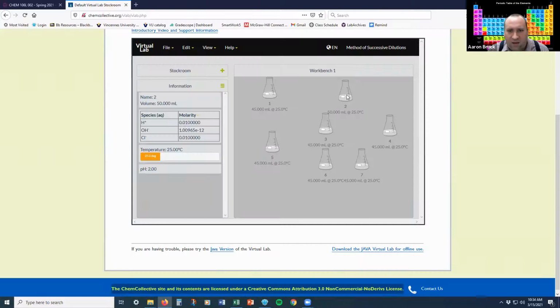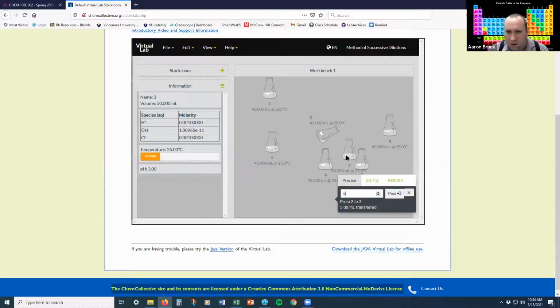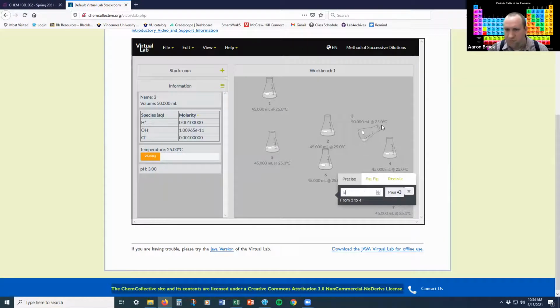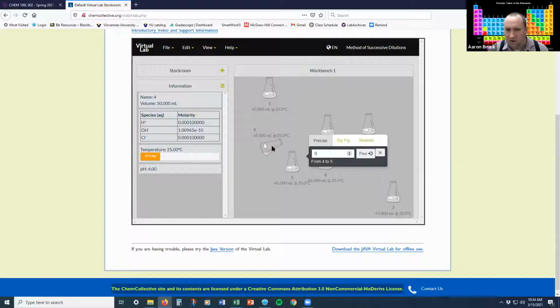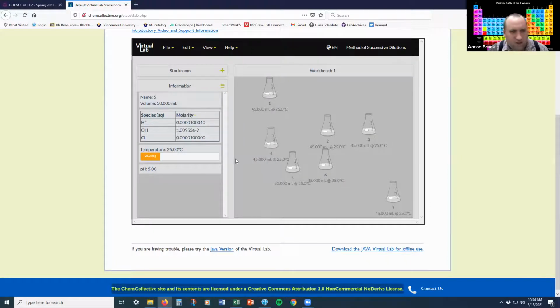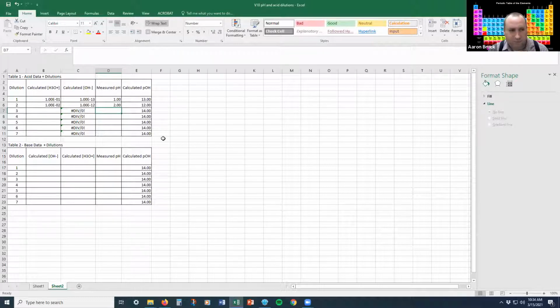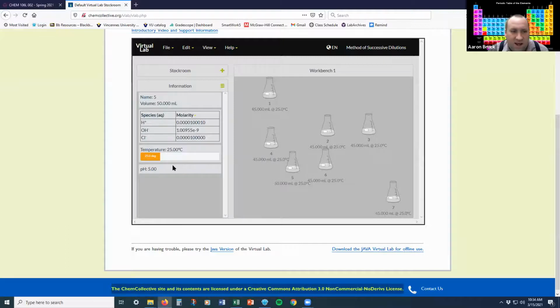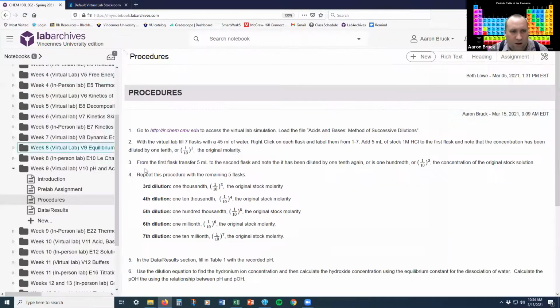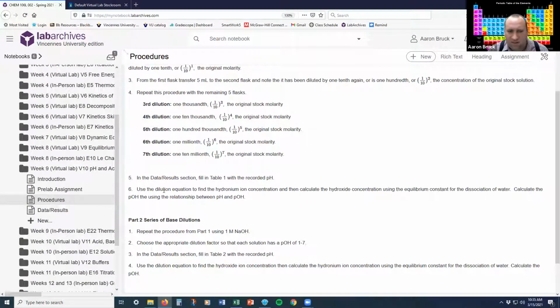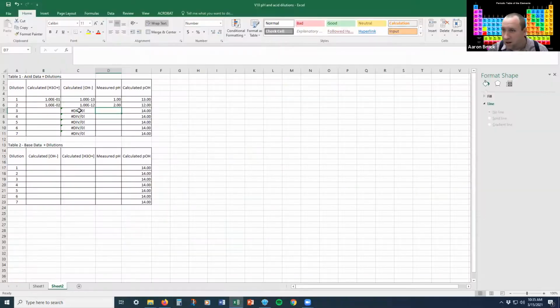So if I continue on this path, 2 turns into 3, 3 turns into 4, 4 turns into 5, and so on, I'll eventually be able to fill out this entire table. And then I'll be asked to do the same thing. So that's part 1. And here, number 6 just talks about the calculations that we're doing in this table. And again, I strongly encourage you to use Excel because it's going to make your life that much easier in terms of having to do the calculations by hand versus by Excel. But the calculations aren't that complicated anyway.